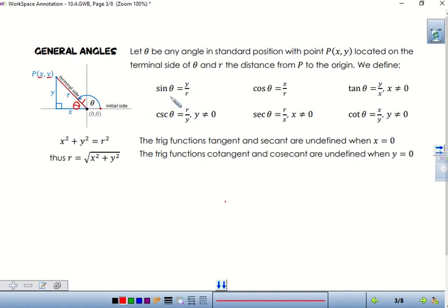Cosecant is the reciprocal of sine. Secant is the reciprocal of cosine, and cotangent is the reciprocal of tangent, meaning we just flip that fraction. Trig functions tangent and secant are undefined when x is 0, and trig functions cotangent and cosecant are undefined when y is equal to 0.